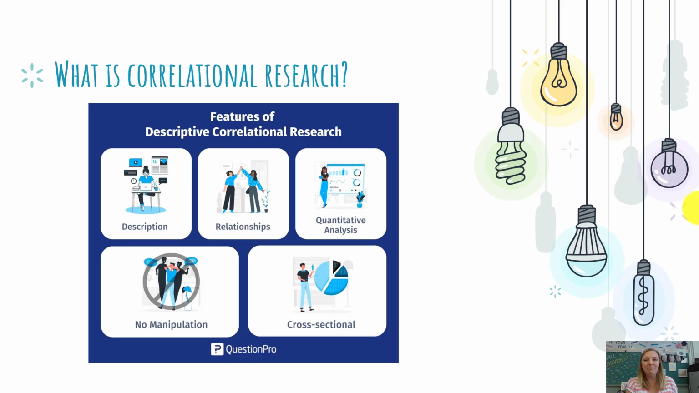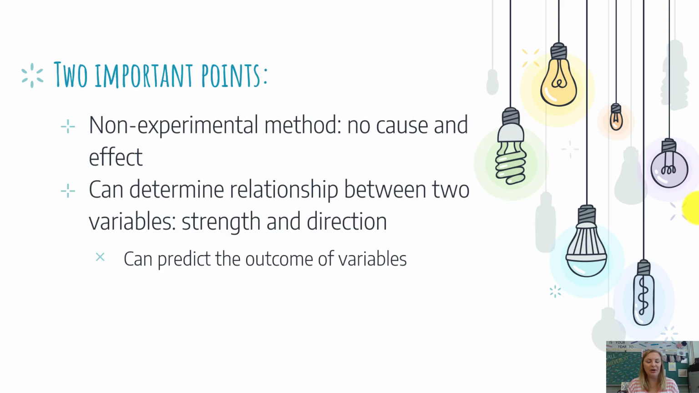Because we're not actually manipulating either variable, we cannot determine cause and effect. Two important things that I know I have said a bunch of times, but I'm going to say over and over again because it's super important. Correlational studies are not experiments. We do not get cause and effect from correlational studies. Please do not use the terms experiment, independent variables, or dependent variables when we're talking about correlational studies. Correlational studies determine the strength and direction of a relationship between two variables, but we are not predicting the outcome of those variables.